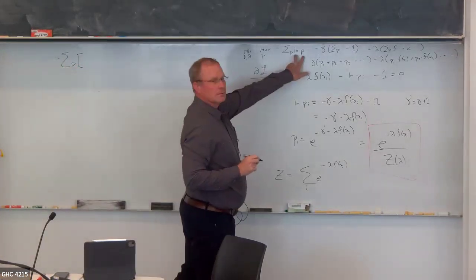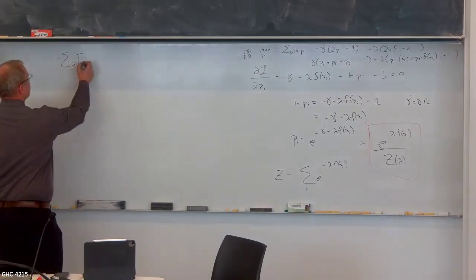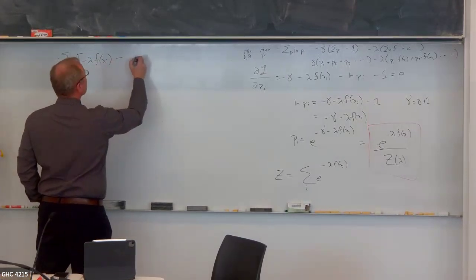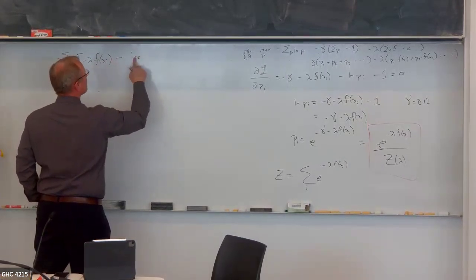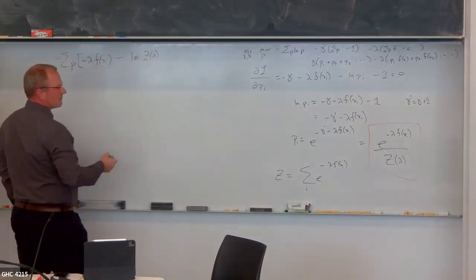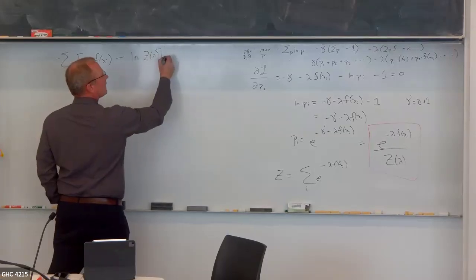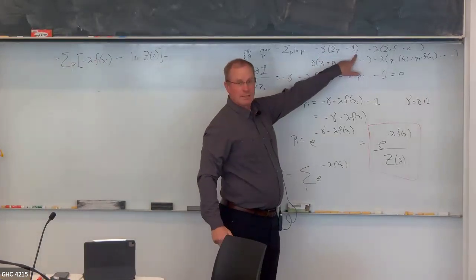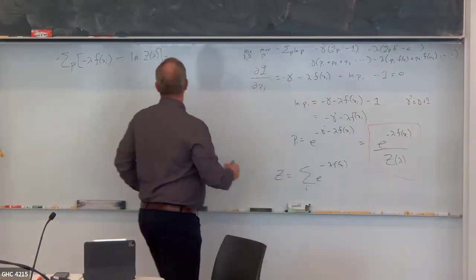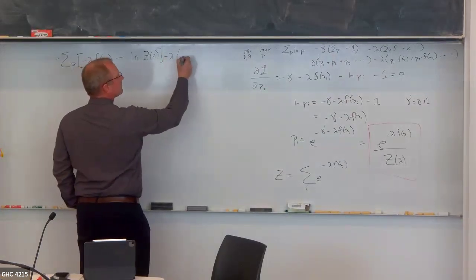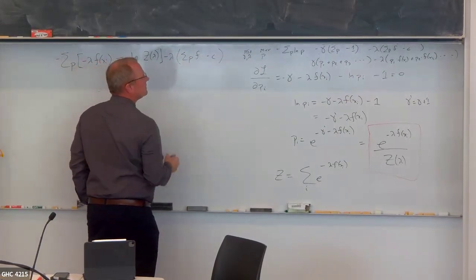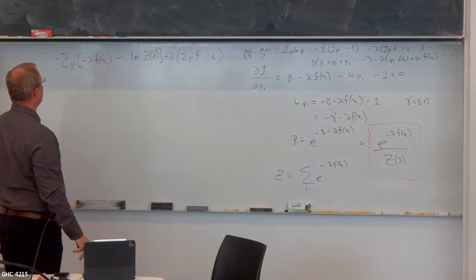I'm just computing this part right now. Negative lambda f(x_i) minus log Z(lambda). At some point, I'll stop writing the lambda. Good, okay. This is already 0 because I already made it sum to 1, so I can ignore that. The remainder part is minus lambda sum of f minus c. Okay, good.